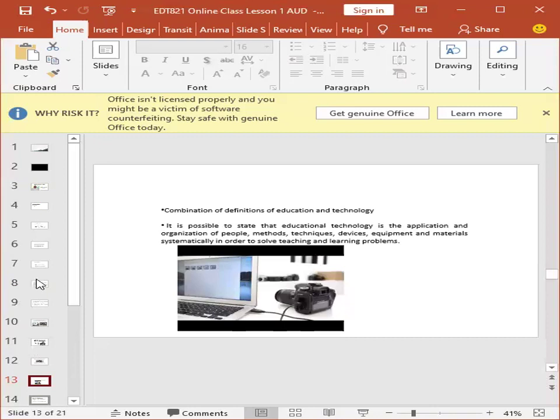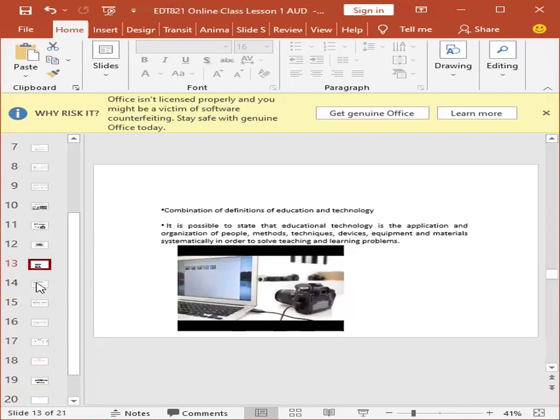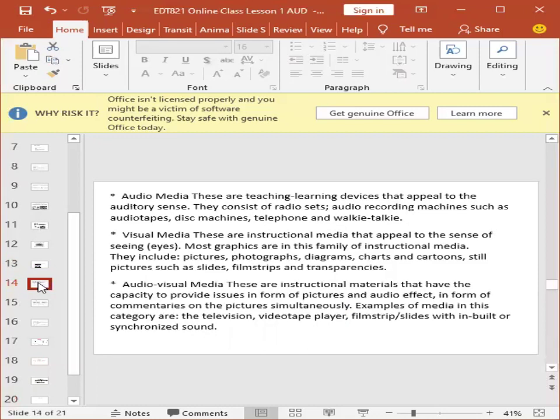So with this, we equally have audio media. Someone trying to say education technology has to do with audio media. These are teaching-learning devices that appeal to the auditory sense. They consist of radio sets, audio recording machines such as audio tapes, disc machines, telephone, and walkie-talkie.